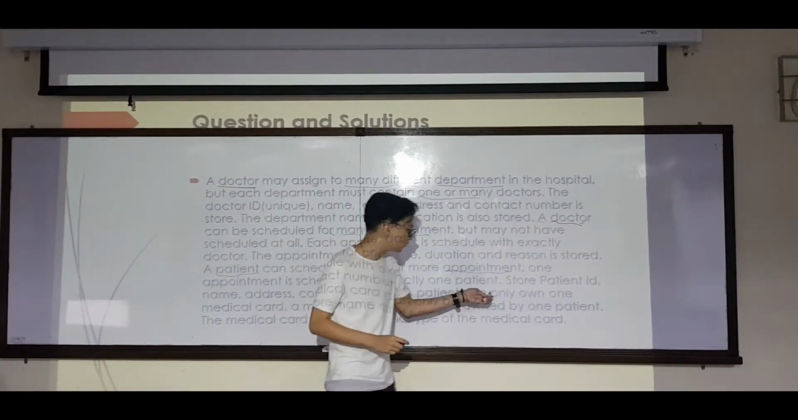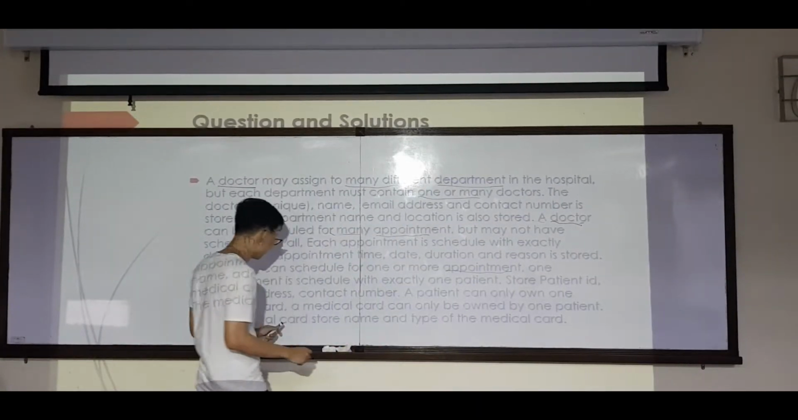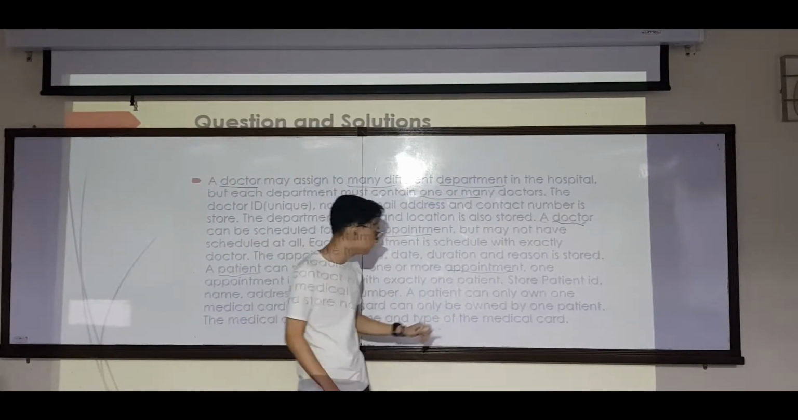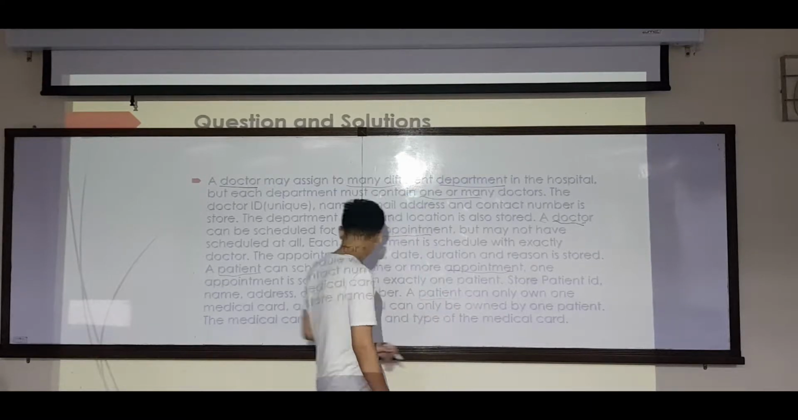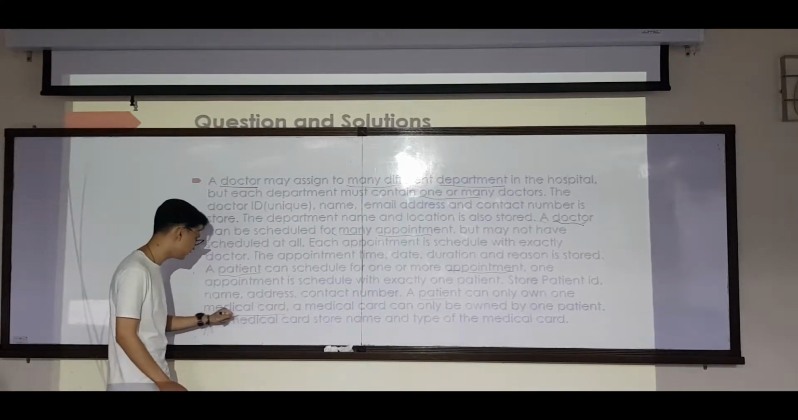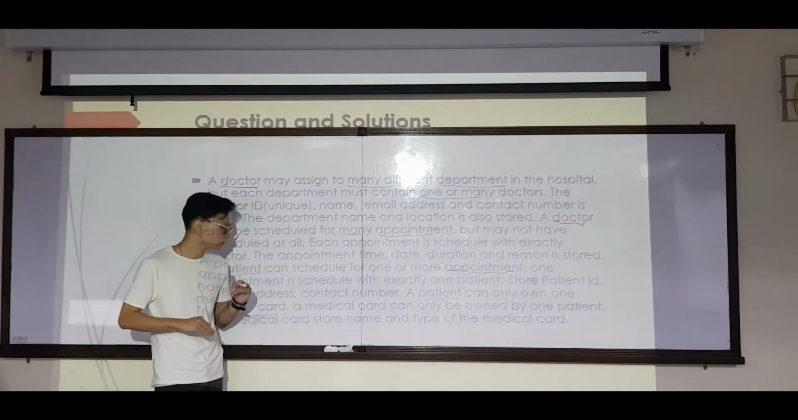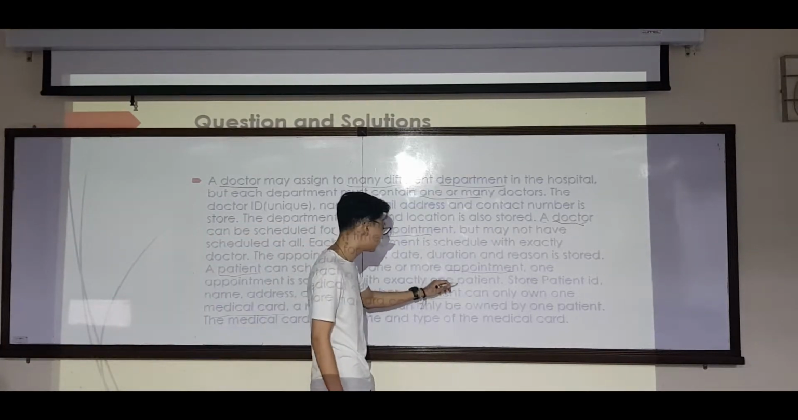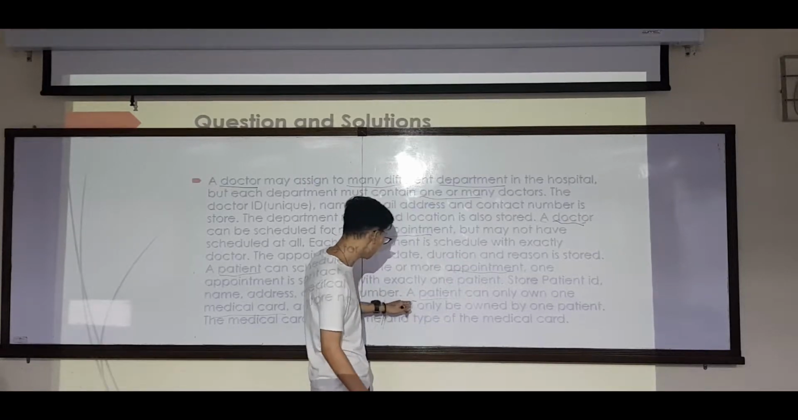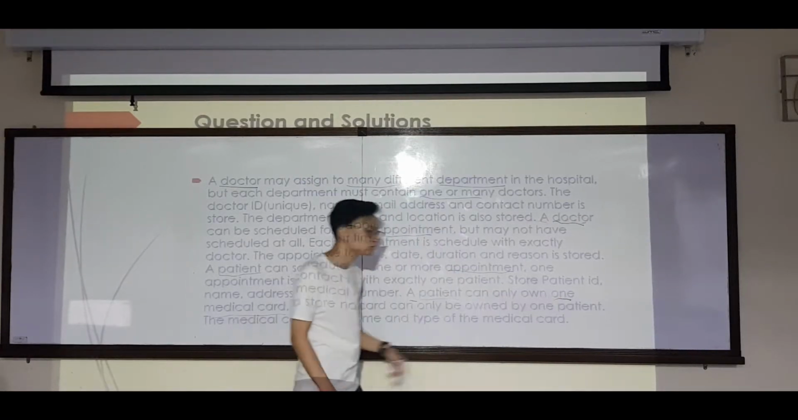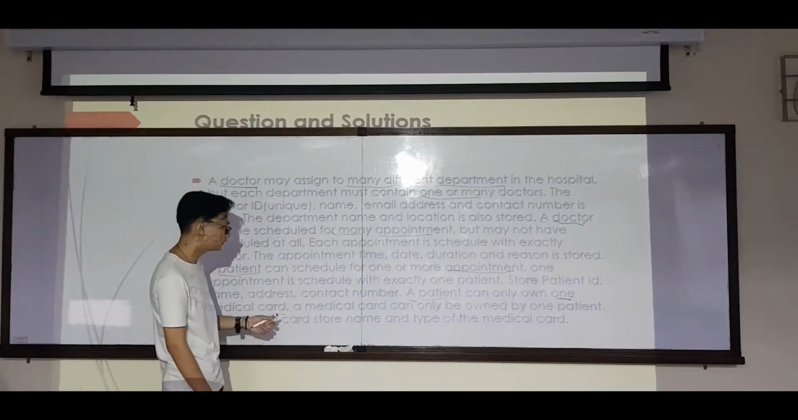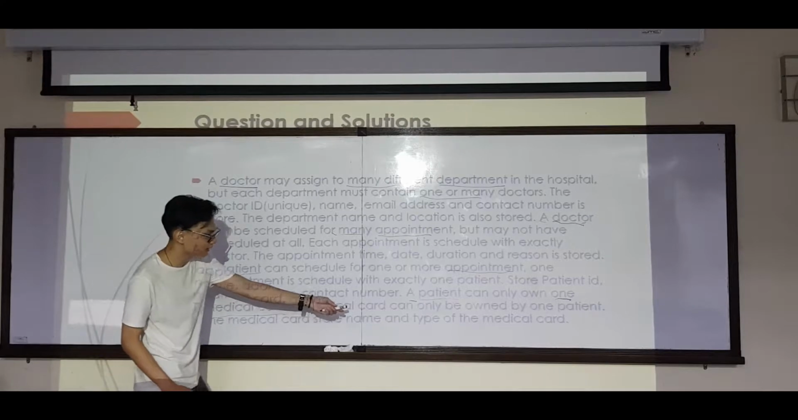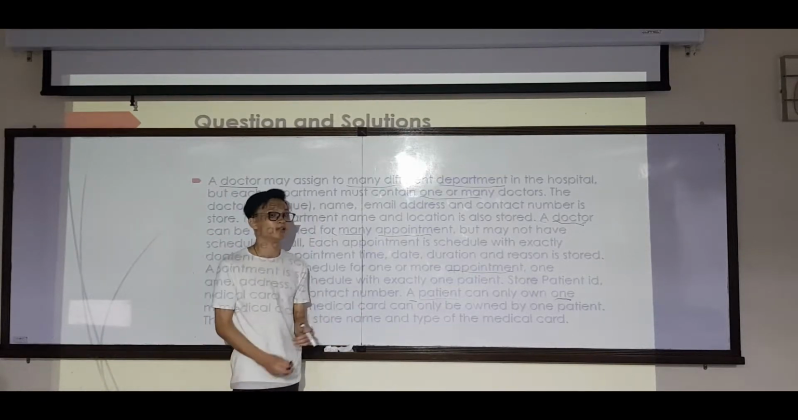A patient can only own one medical card. A medical card can only be owned by one patient. So patient is an entity, and medical card is also an entity. So what is their relationship? It's one-to-one. Okay? Because a patient can only own one, so it's one-to-one. And for the medical card, the source, names, and type of the medical card are stored. So these are their attributes.